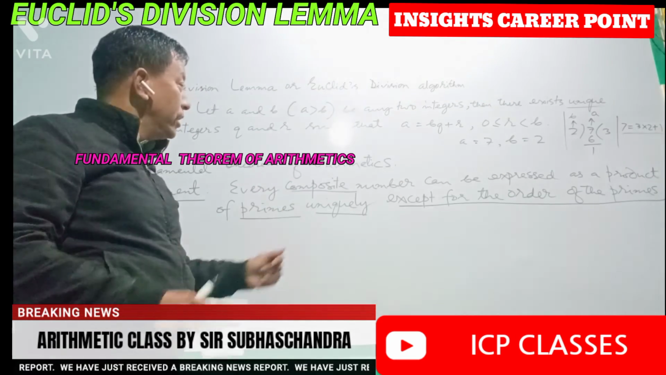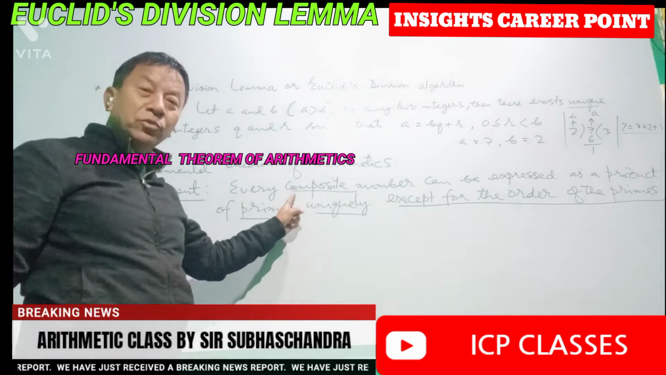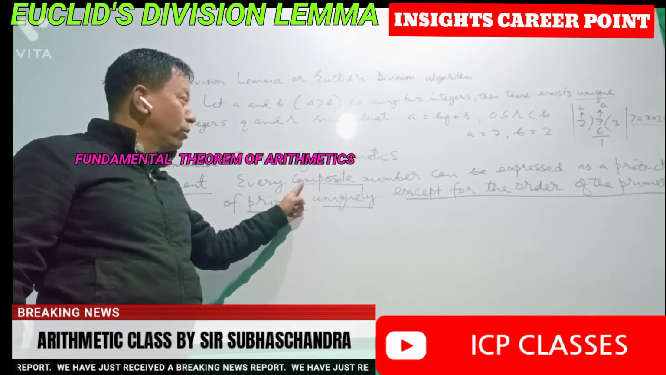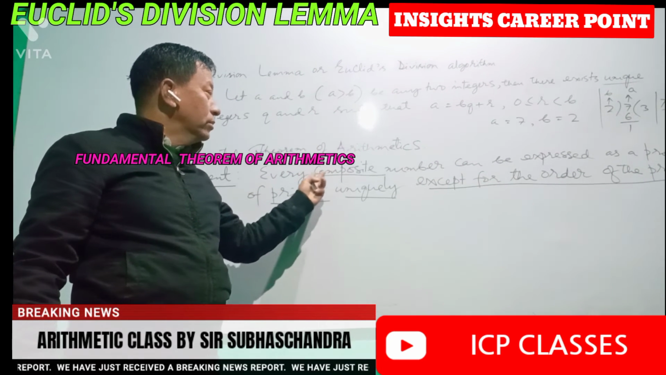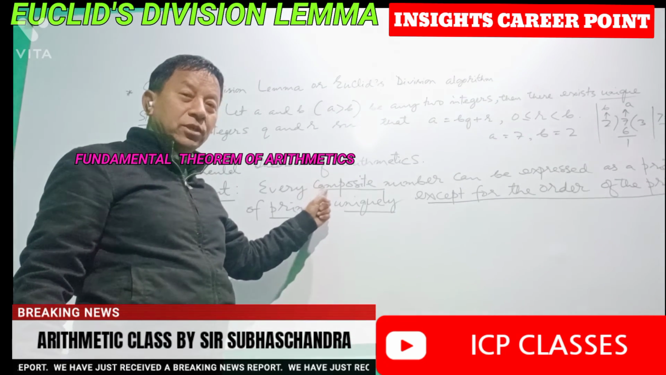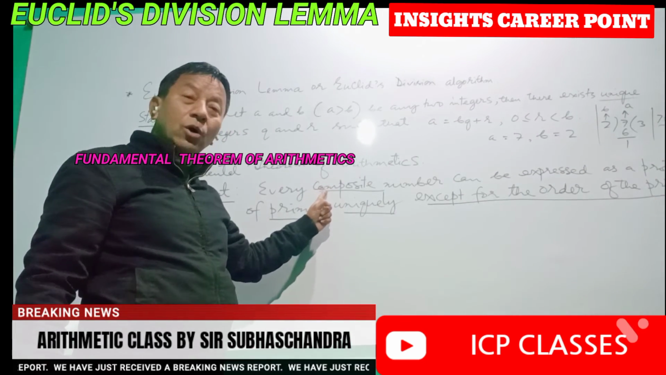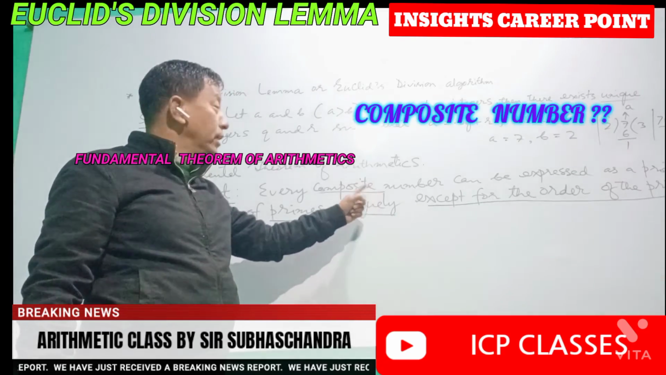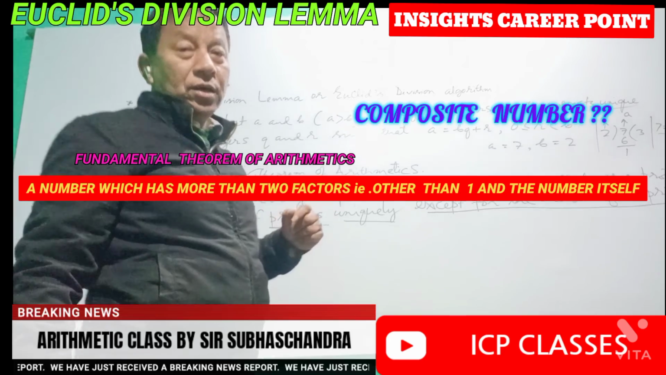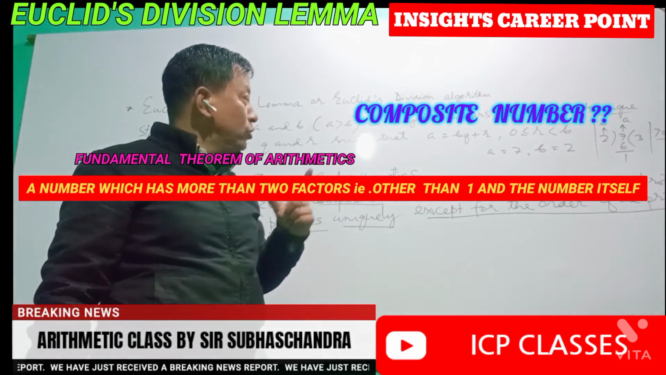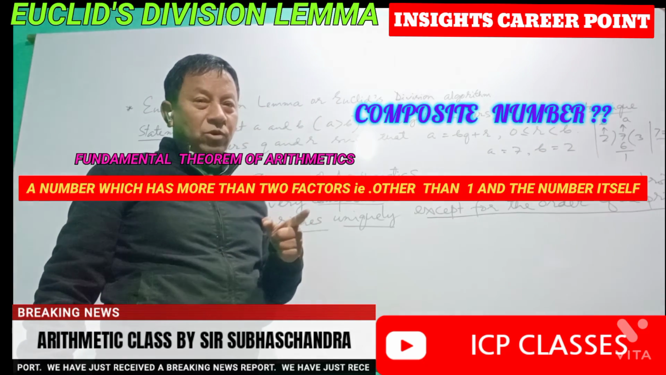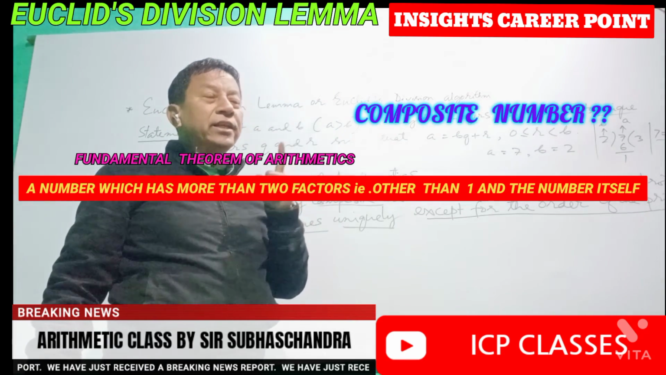In this theorem, we use the word composite number. We cannot write the statement without this word composite, so it is very important. So what do you mean by a composite number? A composite number is a number which has more than two factors, that is, more than 1 and the number itself.